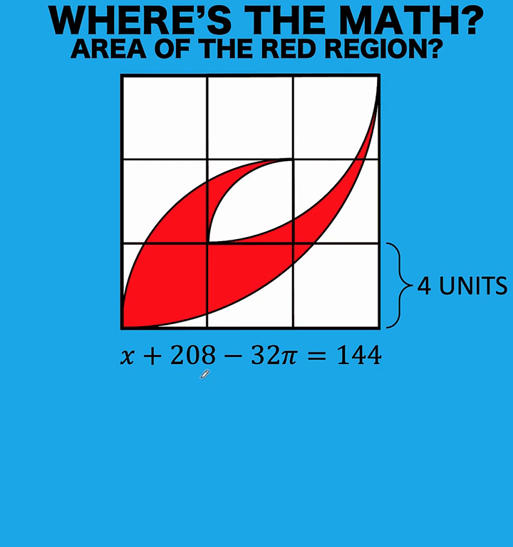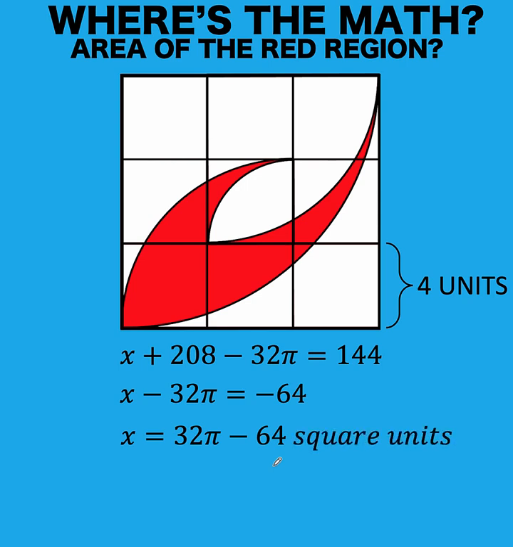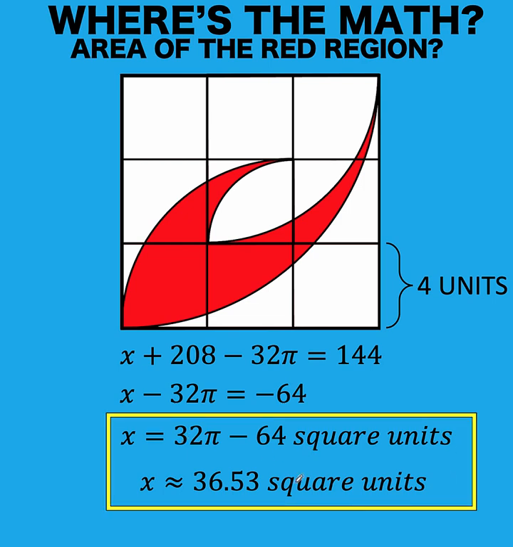Subtracting 208 from both sides of the equation, we get x minus 32 pi equals 144 minus 208, which is negative 64. And then solving now for x, we add 32 pi to both sides of the equation to get x equals 32 pi minus 64 square units. This is now the value of x, which is the area of the red shaded region. And that is approximately equal to 36.53 square units, which is now our final answer.